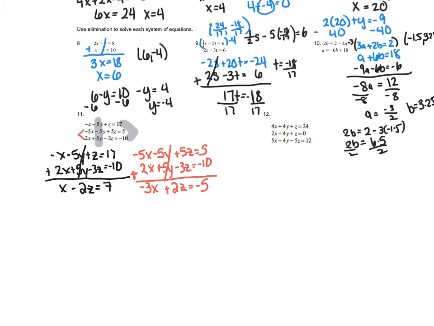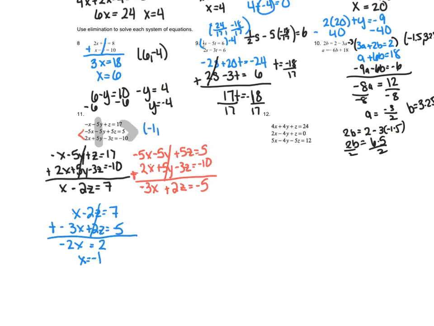Now we're going to pair together these two guys that we just solved with. So x minus 2z equals 7. Negative 3x plus 2z equals negative 5. All right, so we're going to add these two together. We get negative 2x equals 2, x equals negative 1.